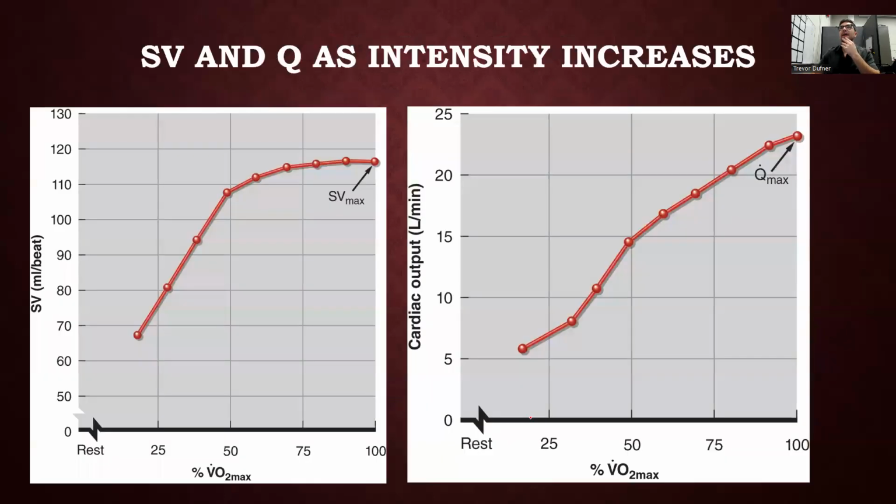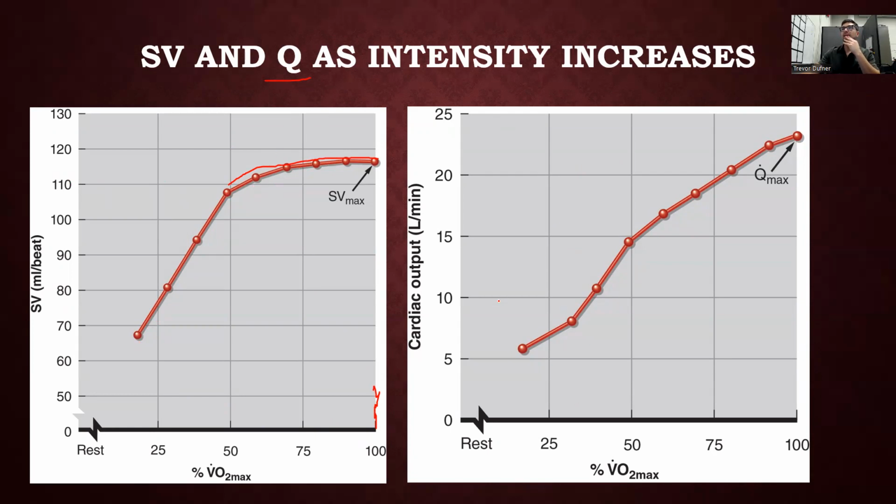All right. So stroke volume and Q as intensity increases. Remember, Q is blood flow, the total amount of blood flowing through the heart and through the body, okay? As you begin to get closer to your VO2 max, your maximal pace, stroke volume begins to plateau. This changes with different populations, but for the basis of this class, we're going to say stroke volume mainly plateaus at about 110 to 120 milliliters per beat.